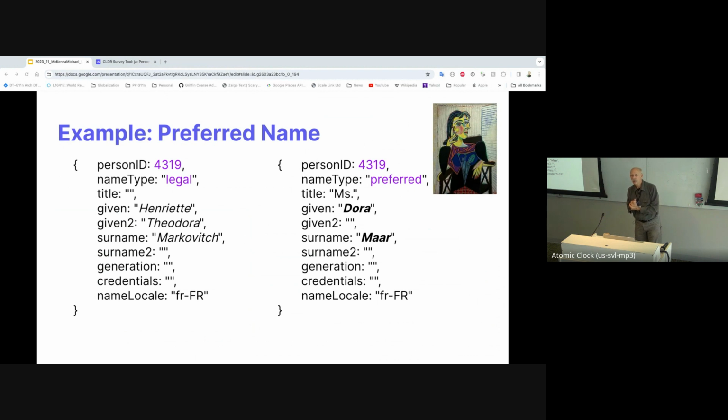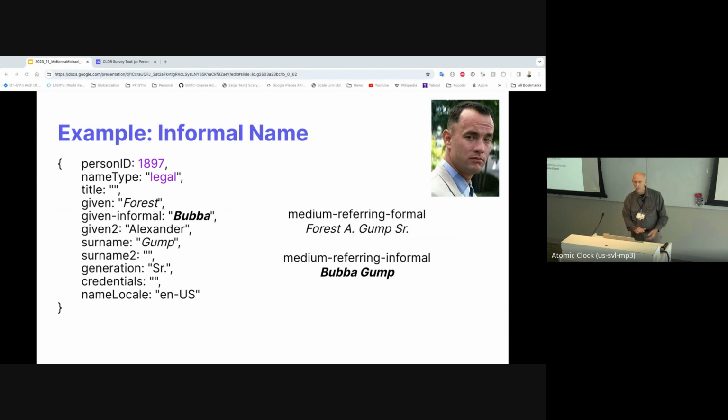And Henrietta Theodora Markovich, she was French, and she didn't like that at all, so she basically went by the name of Dora Maar and used that term. So another case of using a different preferred name. A formal name or informal names.